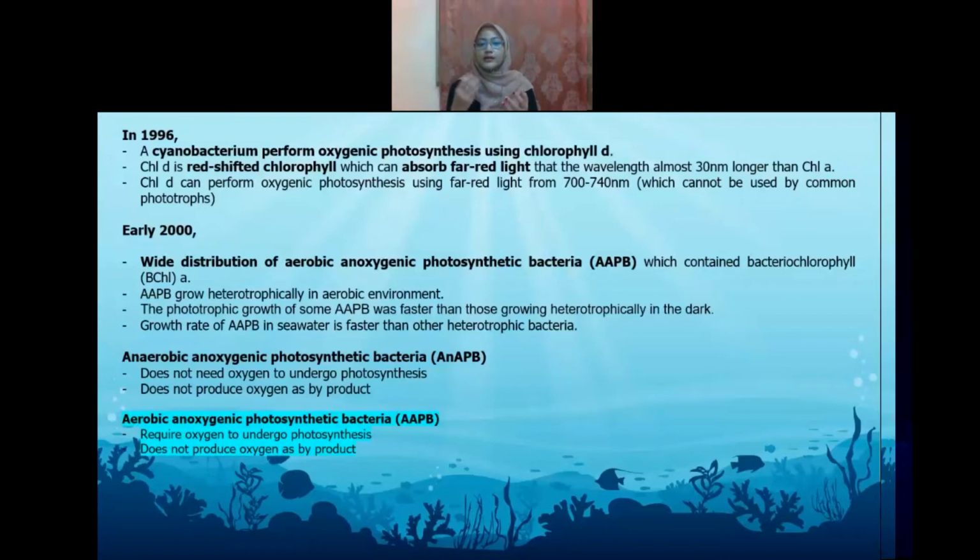So aerobic and oxygenic photosynthetic bacteria live in aerobic environments. Since it is aerobic, it needs oxygen to grow and also to undergo photosynthesis. But since it is also anoxygenic, it is not going to release any oxygen as a byproduct. The phototrophic growth of some AAPB is actually faster than that of bacteria growing heterotrophically in the dark. So the growth rate of AAPB is also faster in seawater than that of heterotrophic bacteria.